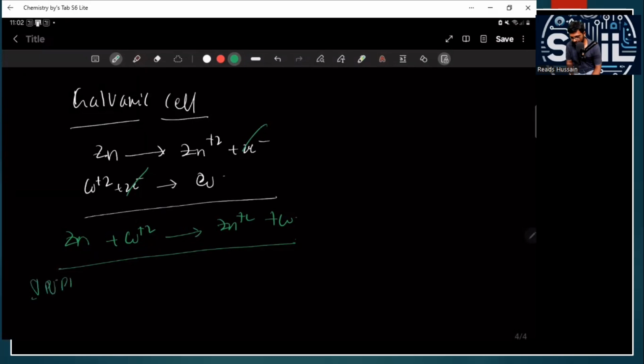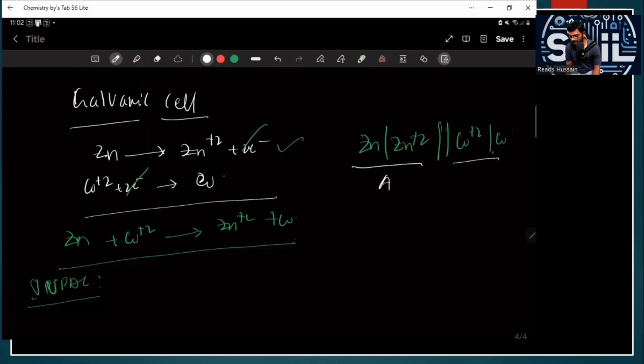As per IUPAC representation, the first part is represented as Zn bar Zn2+, and there is a salt bridge between these two, so two vertical parallel lines, then Cu2+ bar Cu. How do we understand this? This is the anodic part, this is the cathodic part, or this is the left hand side, this is the right hand side part. Here oxidation takes place, here reduction takes place. So all these points we have to remember.